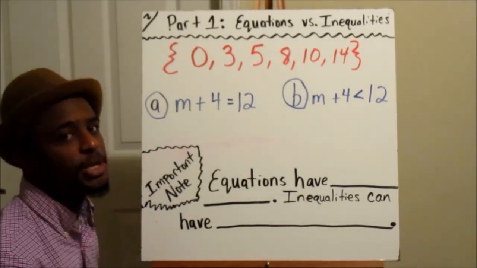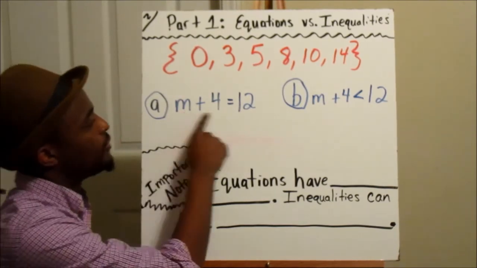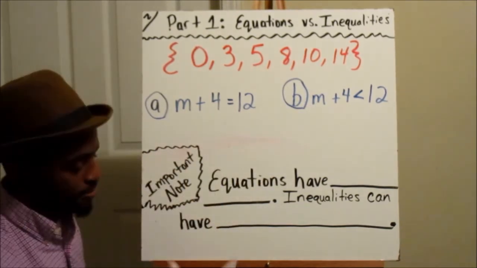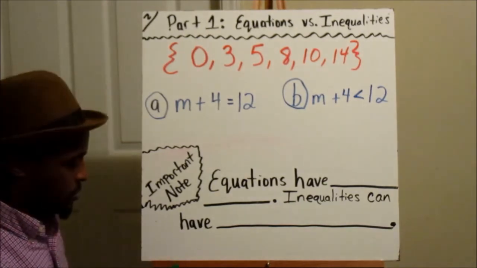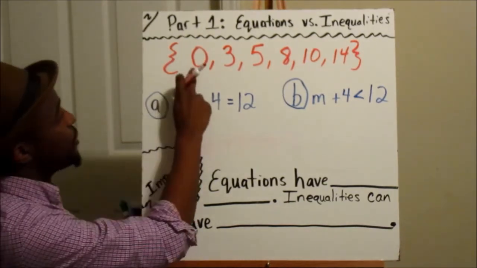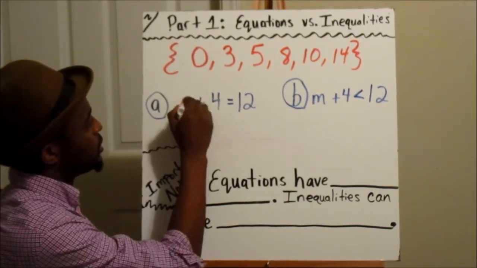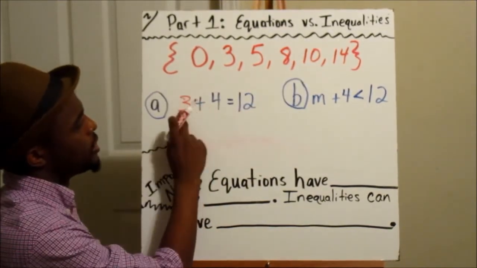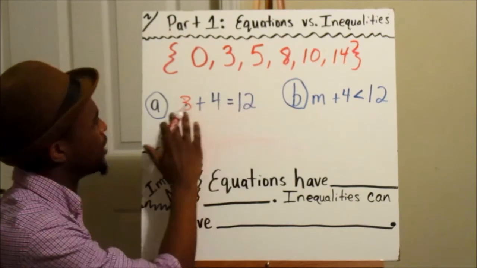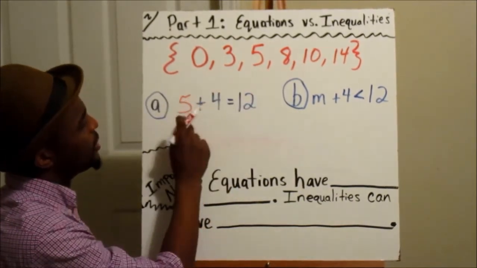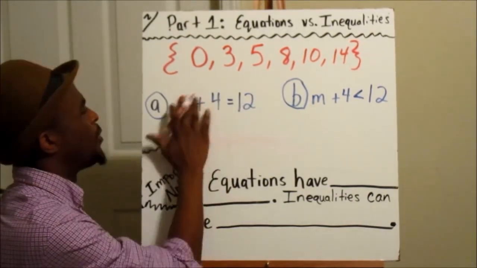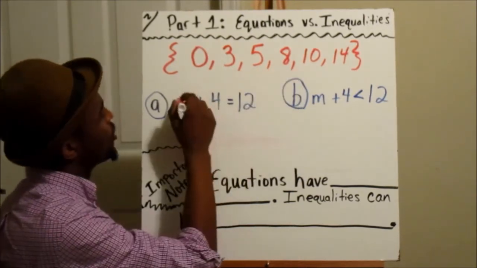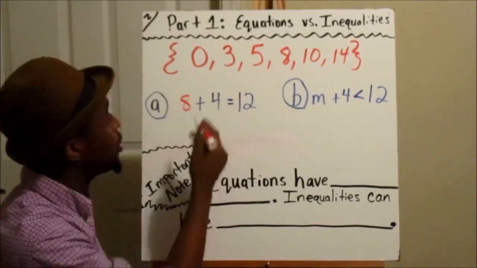So what we want to do is substitute each of those values in for our variables to see if we get a true statement. So I will start with 0. 0 plus 4, does that equal 12? No. Let's try 3. 3 plus 4 equals 7, so that doesn't equal 12, so that won't work. Let's try 5. 5 plus 4 equals 9, that won't work. Let's try 8. 8 plus 4, well that equals 12, so 8 works.